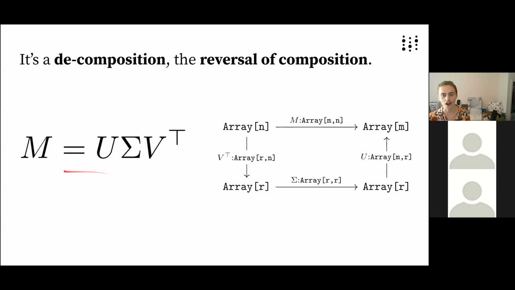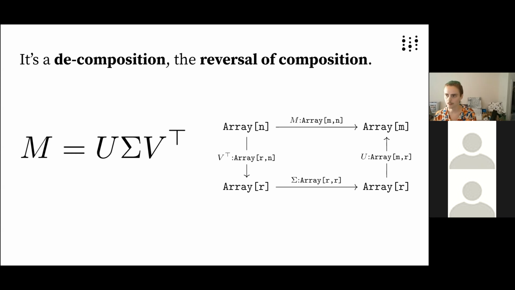So that's the content that is on the left-hand side here expressed as an equation, and it is also expressed by this diagram here. These diagrams, commutative diagrams is what they're called, say that if I follow these arrows and end up at the same place as following any other path, then I must get the same result. So that's saying that V transpose followed by sigma followed by U is the same as M.